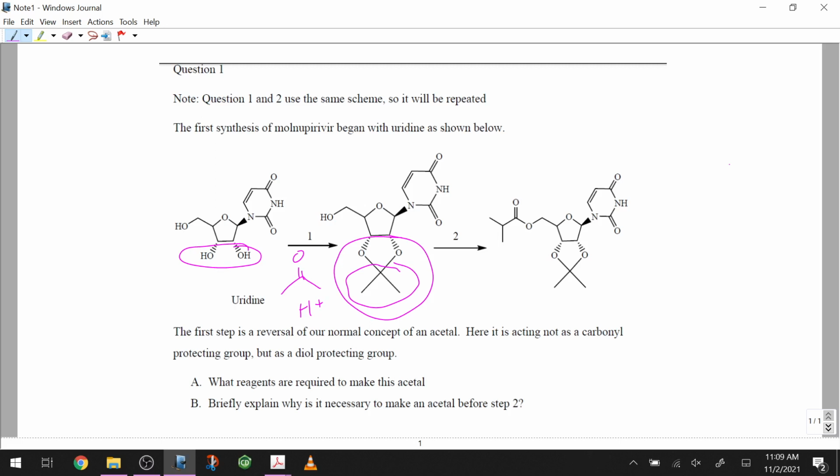And second part of the question here, why would I do that before I make the ester? Because I want the ester in one spot. Esterification can happen when you have an alcohol. Esterification is faster with the primary alcohol, but it's not a selective reaction. So secondary alcohols, these same two in the circle here, could form an ester as well.